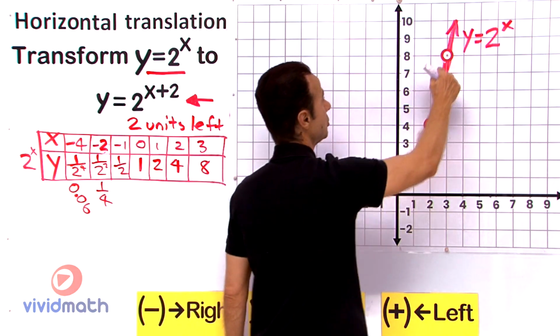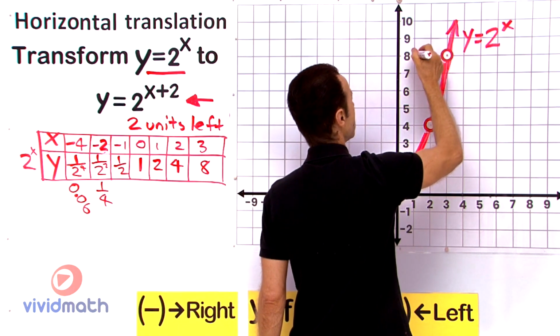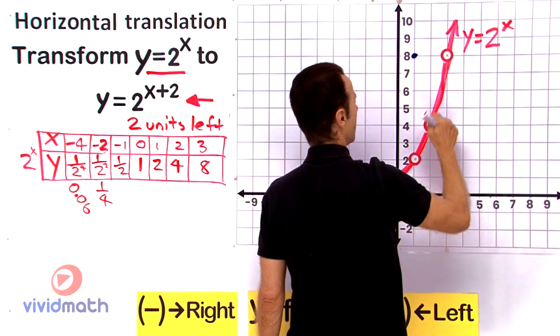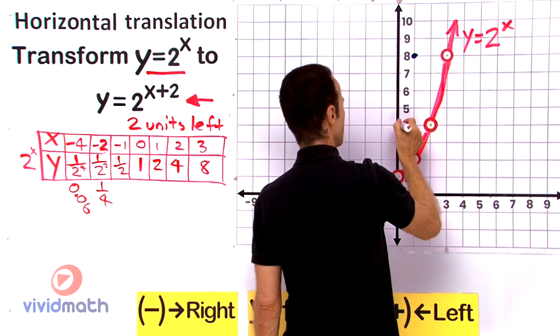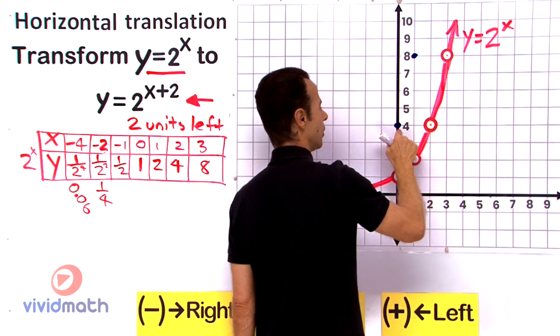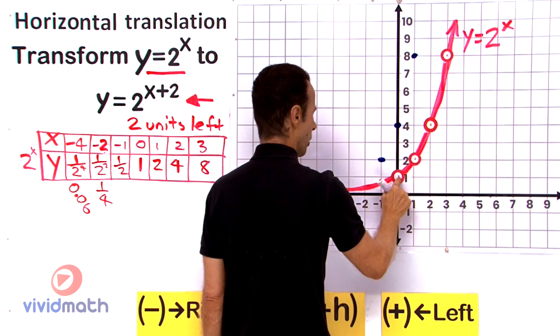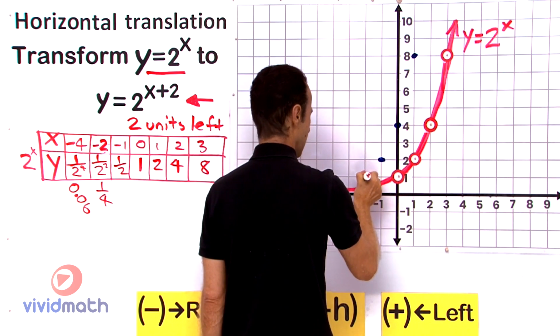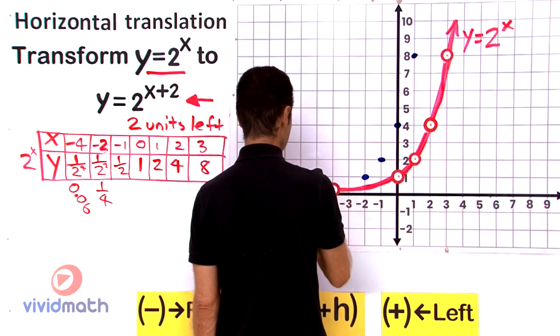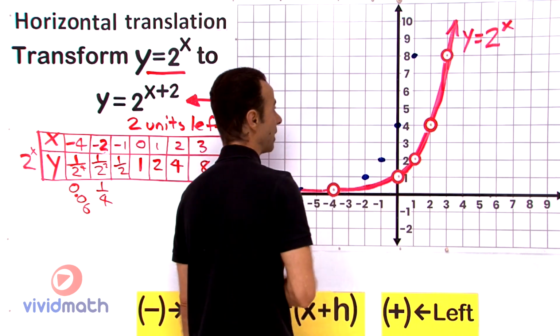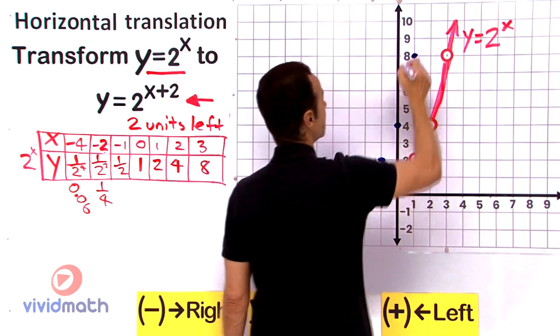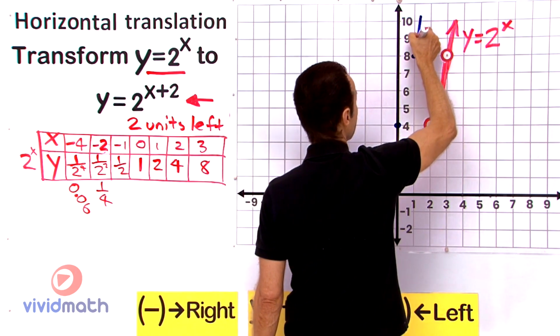I'm going to count 2 to the left from here. 1, 2. This is our new point right there. It cuts the y-axis at 4. This point, 1, 2, right there. This point, 1, 2, right there. This point, 1, 2. It's pretty close to where it was here, the same kind of level. And there are our points. So it's going to look like this now.